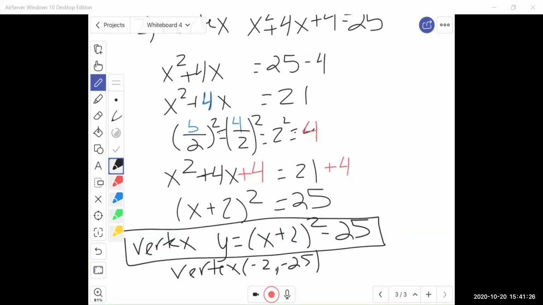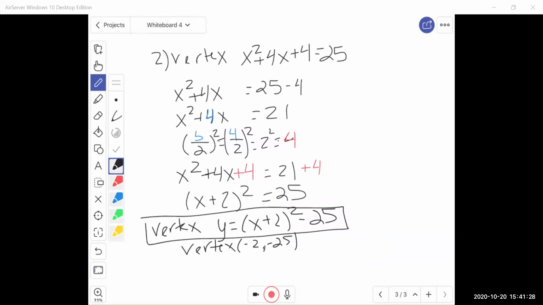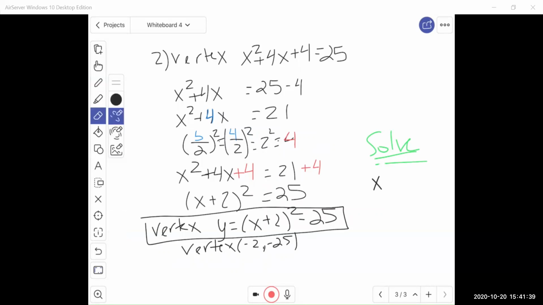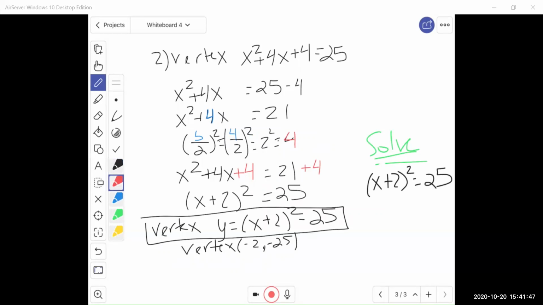But what if it doesn't ask for vertex form? What if it asks you to solve? So if it asks to solve, from this point, x plus 2 squared equals 25. So if it asks us to solve, we would undo the square by square root. You end up with x plus 2 equals, square root of 25 will be plus or minus 5 because we need 2 answers because it's a squared.